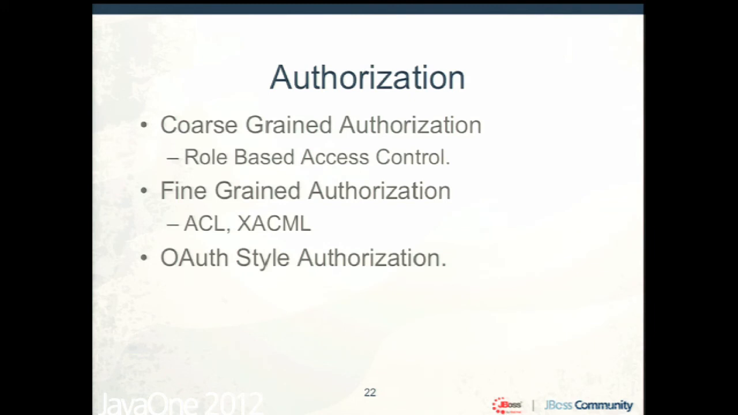XACML is a standard from OASIS, and most of the Java EE providers have support for XACML through their security settings. We provide it through JBoss Application Server too. And you have the classic ACL lists, which are proprietary. Your system admin would have coded up some ACL lists to provide fine-grained authorization. And a new style that's emerging in an internet-scale level 1 type environment is OAuth.